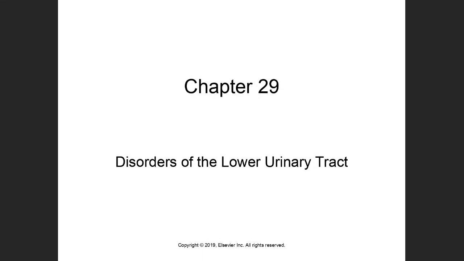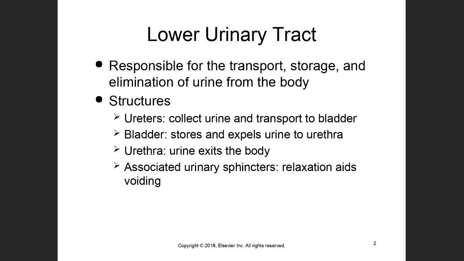Okay. Now we have disorders of the lower urinary tract. The lower urinary tract is responsible for the transport, storage, and elimination of urine from the body. In structure we have the ureters, which collect urine and transport it to the bladder. The bladder, where we store the urine. The urethra is the connection from the bladder to the outside. And the associated urinary sphincters. Remember that in that whole system we have sphincters.